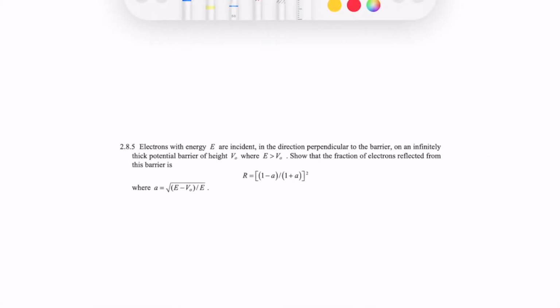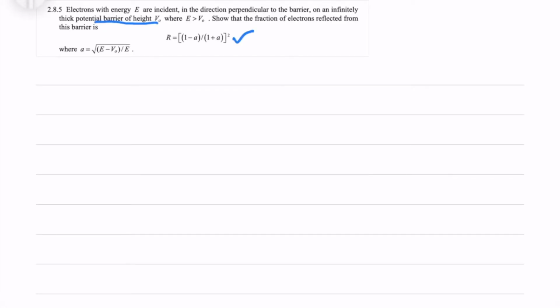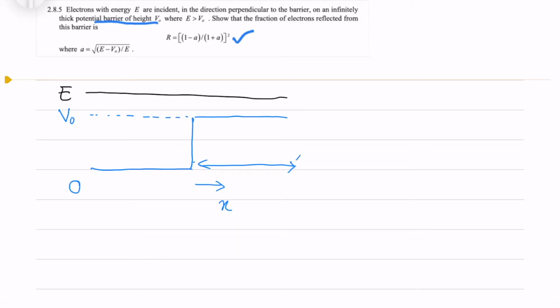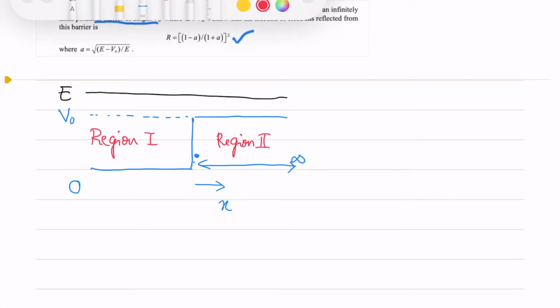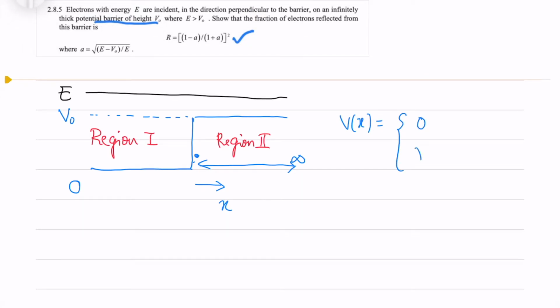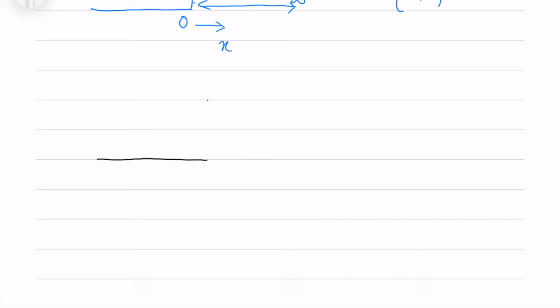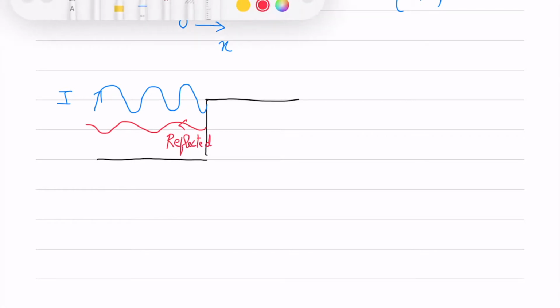So in this question we are given energy E. So we will draw that line which has energy E and we will draw a wall which has a height of V0. So now we will define two regions, region 1 and region 2, and we have a potential V which is 0 for x less than 0 and V0 for x greater than 0. So again let's draw it, and this is the incident electron beam. Some are reflected back and some are transmitted.